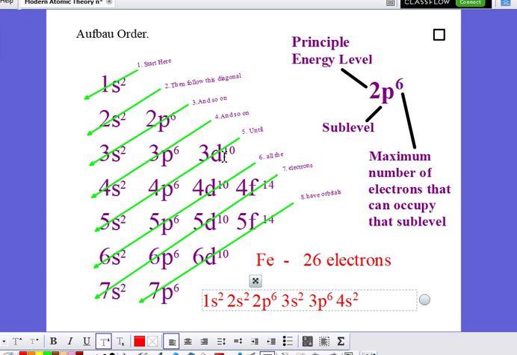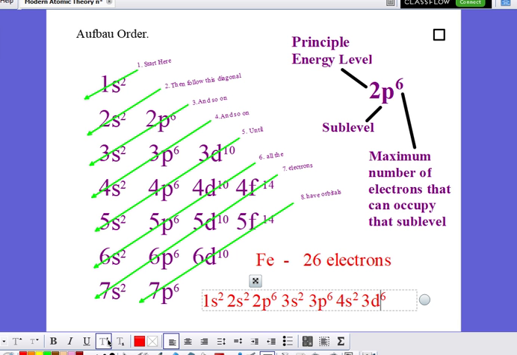The next slide says 3d10. So let's write that down. That's going to be a mistake, but we'll write it down anyway. 3d10. If I do 3d10, let's do the math. 2, 2, 6, 2, 6, 2, 10 adds up to 30. Do we have 30 electrons in iron? No, we have 26. So, what if I had just written 3d6?